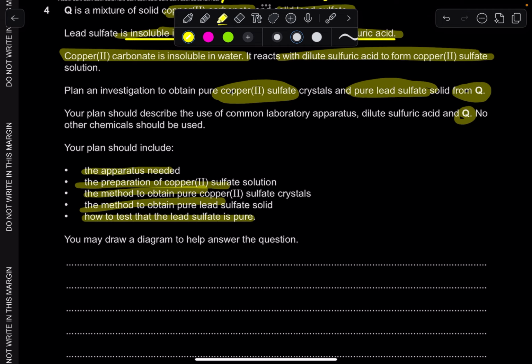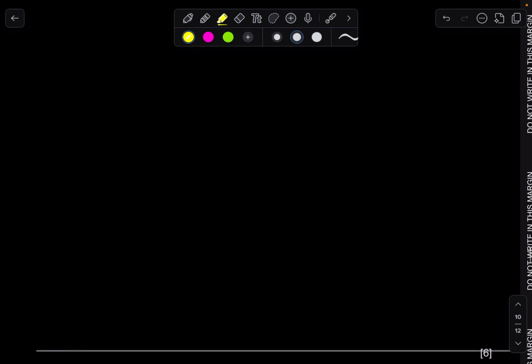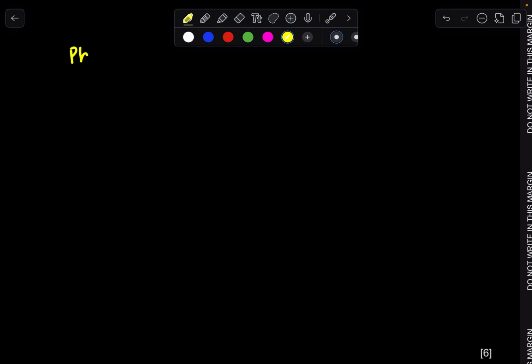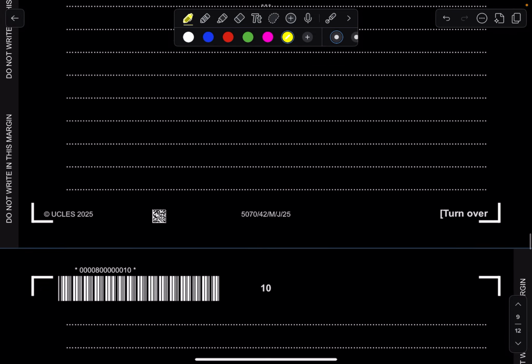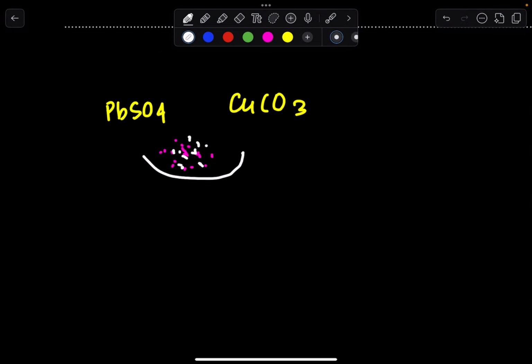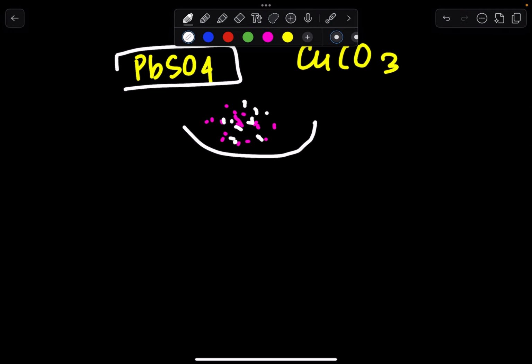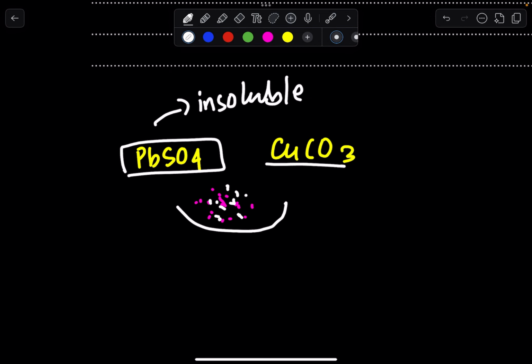Okay, so the first thing, let's draw it over here. We have lead sulfate, PbSO4, and we have the second substance, copper carbonate, CuCO3. So now this is a mixture which has lead sulfate and copper carbonate. That's the mixture that we basically have. So what are we going to do? We know that this lead sulfate is insoluble in water, and so is the copper carbonate.